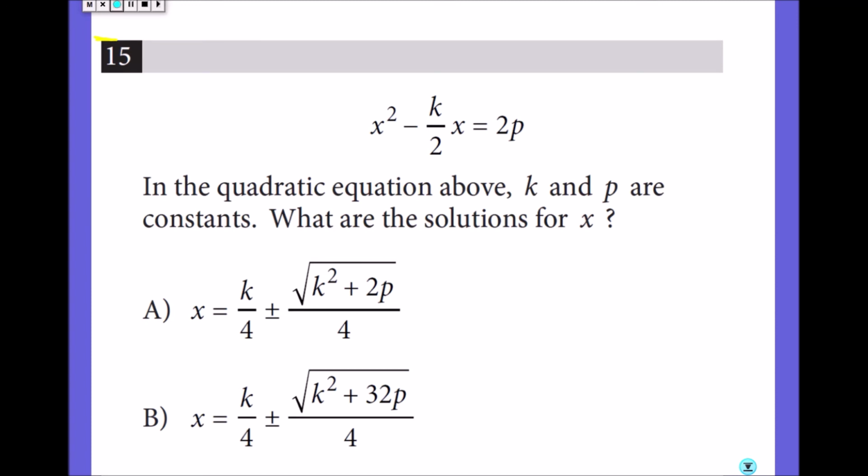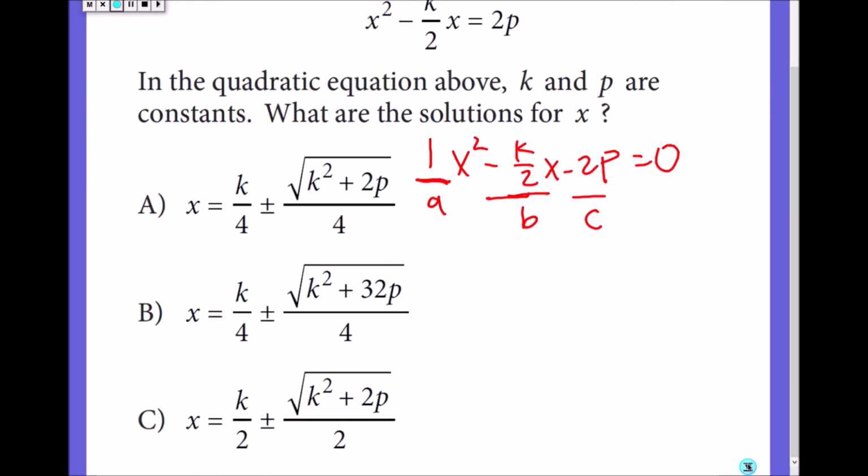15. In the quadratic equation above, k and p are constants. What are the solutions for x? So we're just plugging into the quadratic formula. So when you change this, it's x squared minus k over 2 x minus 2p equals 0. So this is your a, this is your b, but it's negative, and this is your c.